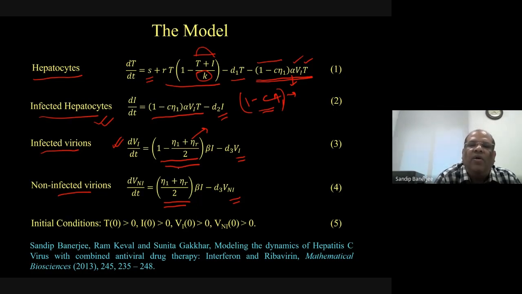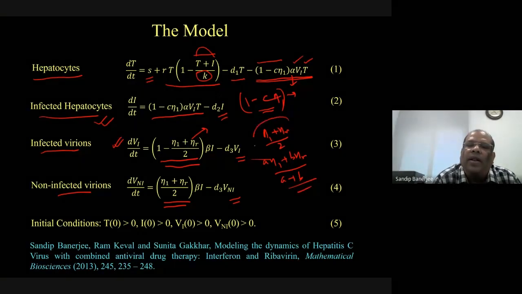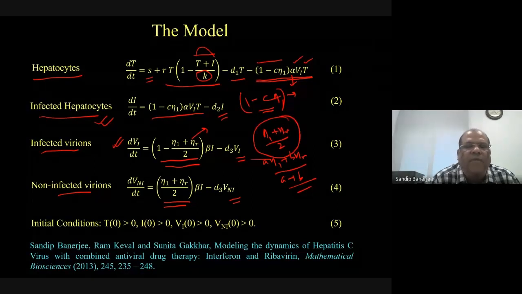Now you can ask the question why I have taken that (eta_I plus eta_R) by 2. Well, you could have taken some (A eta_I plus B eta_R) by (A plus B), where you can choose A to be 3 and B to be 5. But it gives the same dynamics as eta_I plus eta_R when you choose A equal to B equal to 1. So why make things complicated when you can obtain a similar result with a simplified form?